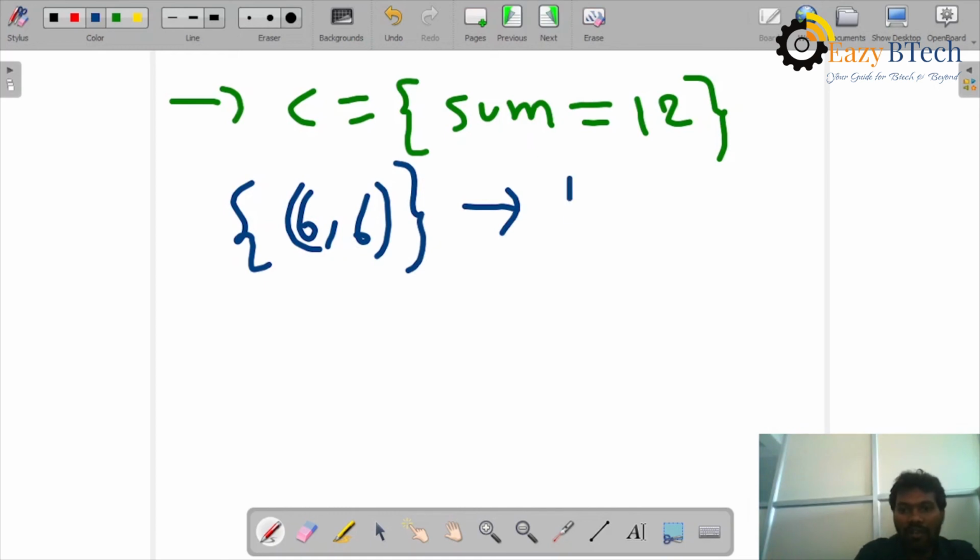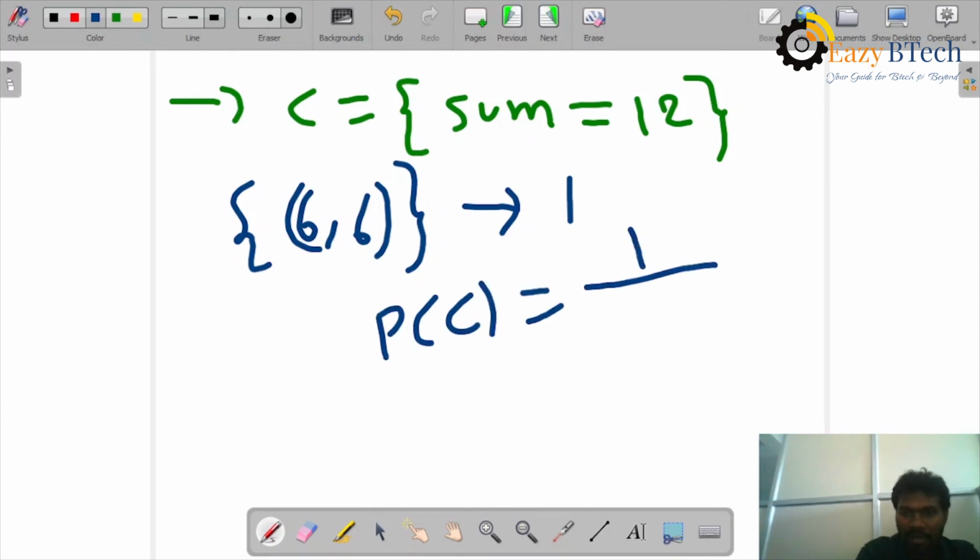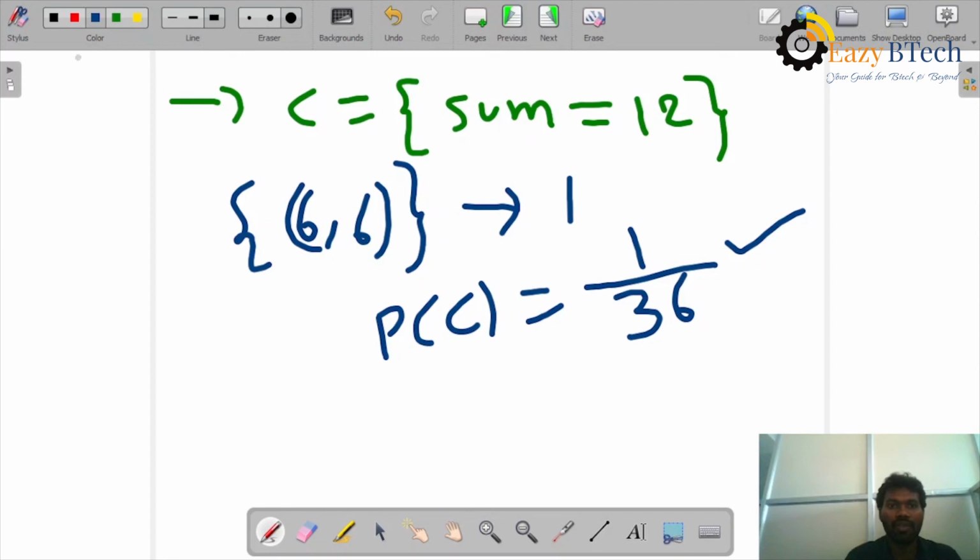So here, having only one chance, my final probability is equal to: the favorable event is only one, but the total number of events is 36. So my probability is 1 by 36. This is how we have to find out the probability of any event. Okay, these are the different types of problems.